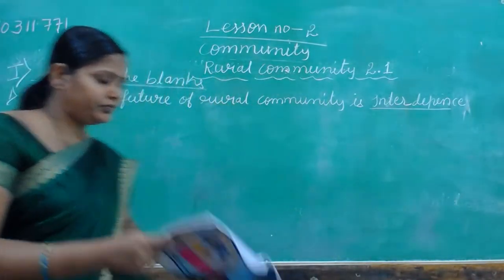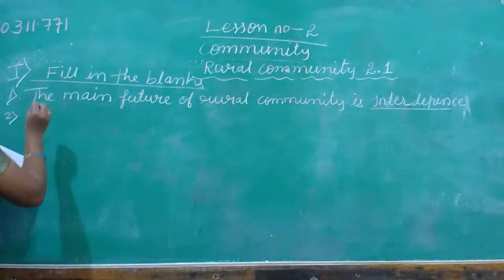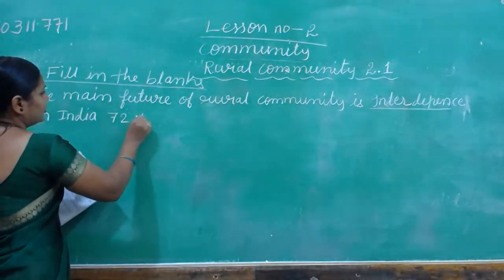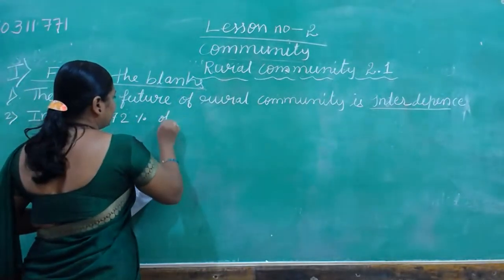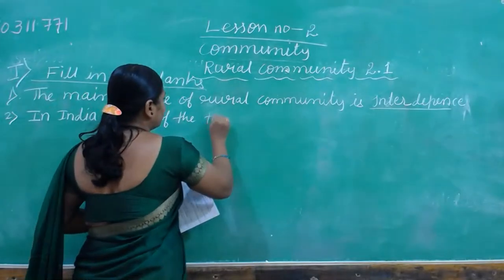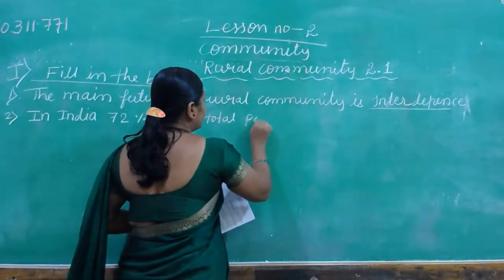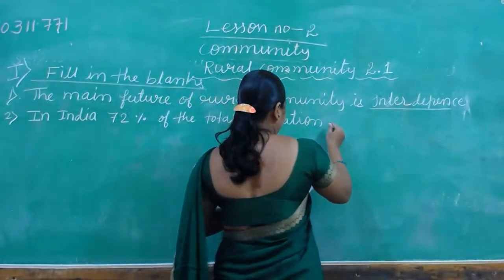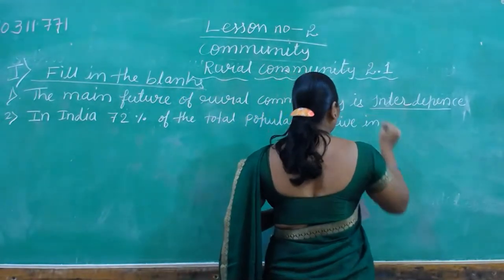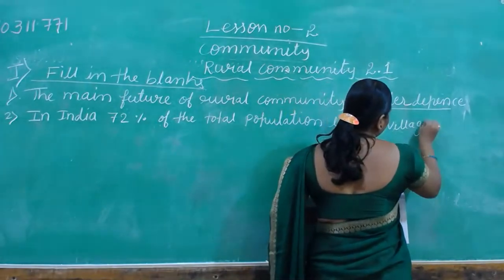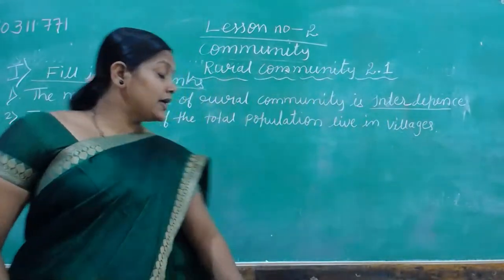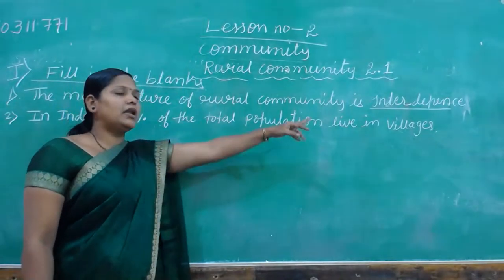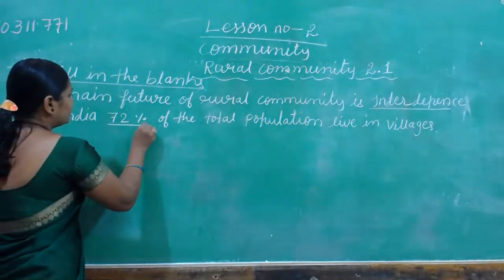And second one is, in India, 72% of the total population live in villages. See here, students. So here, second fill in the blanks: in India, 72% of the total population live in the villages. Means you have to put 72%.